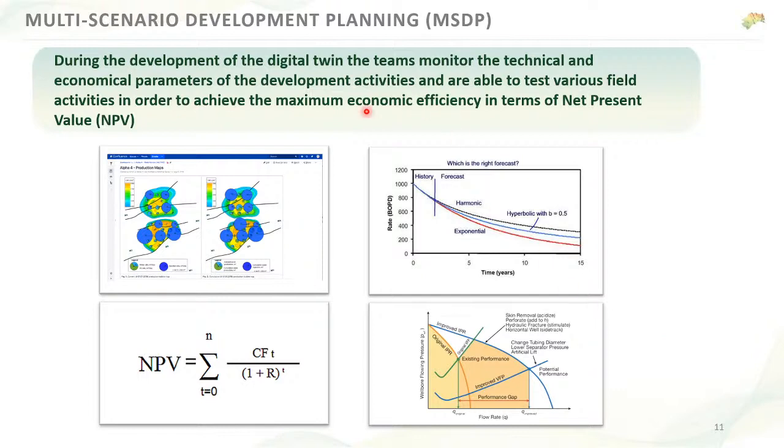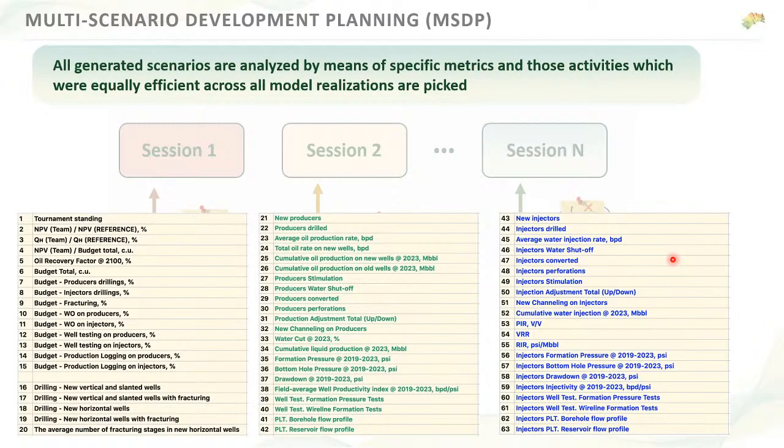And ultimately, we are getting the results in terms of net present value also. So, it's very economics based. MSDP provides a series of metrics which are based on your activity by activity performance. And once we have the activities for all the different model realizations, we can see which are the efficient activities, and those are the ones that we'll pick for the final development plan.